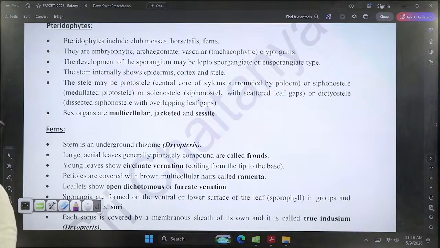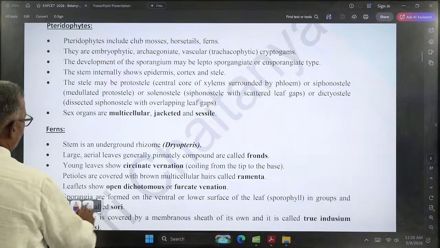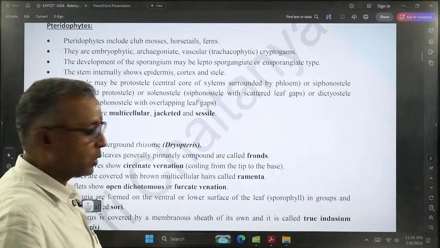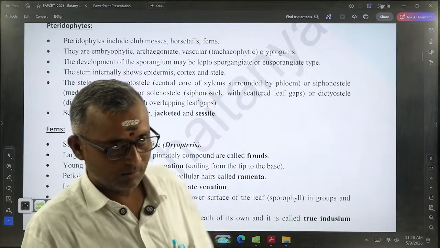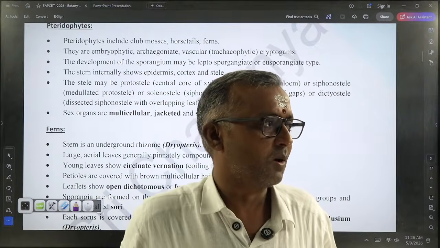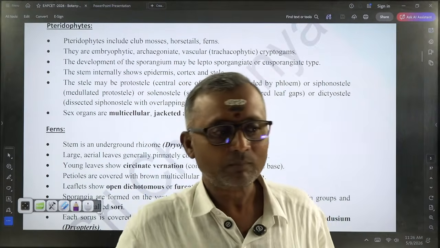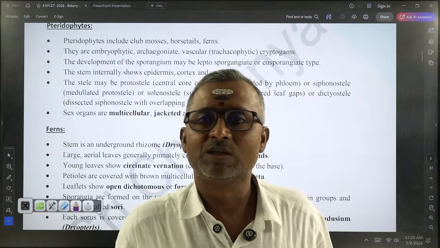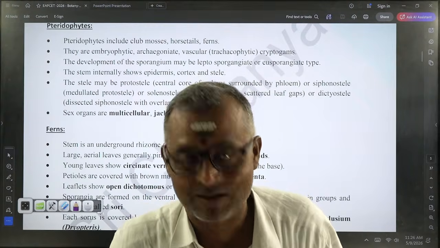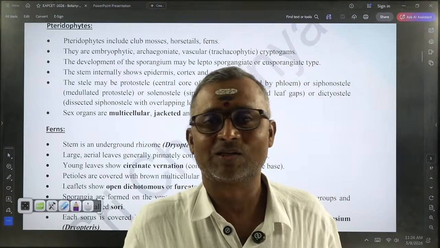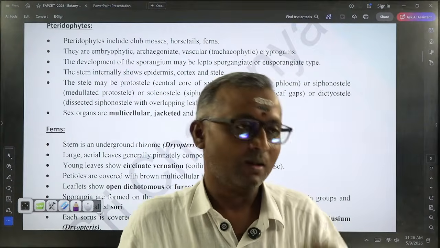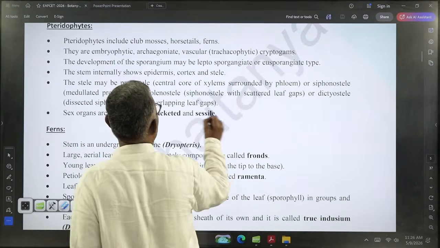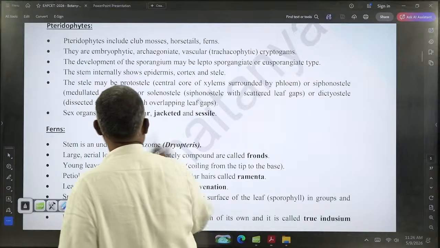So I think you are clear about the different types of steles existing in different plant groups, I mean pteridophytes. Another most important difference: I told you in the Bryophytes that the sex organs are multicellular, jacketed and stalked. Archegonium will have a stalk. Antheridium will also have a stalk. But here the sex organs are sessile.